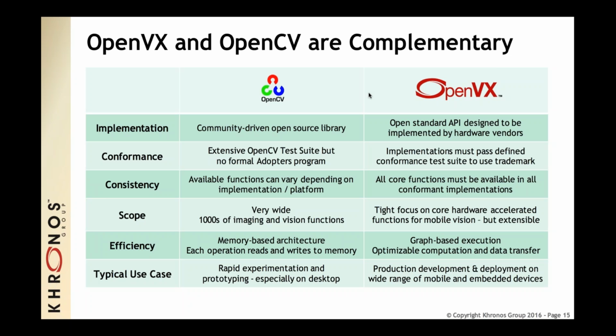OpenVX has a smaller set of functionality. Its opaque memory model and graph-based execution give much more optimization possibilities. In the future, once OpenVX is widely available, it might make sense to build OpenCV on top of OpenVX.